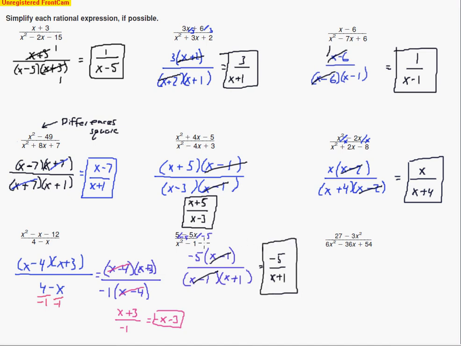So a common mistake is people won't take out the negative. And if they don't, you cannot do the reducing because they're not exactly the same. They need to be exactly the same in order to cancel.